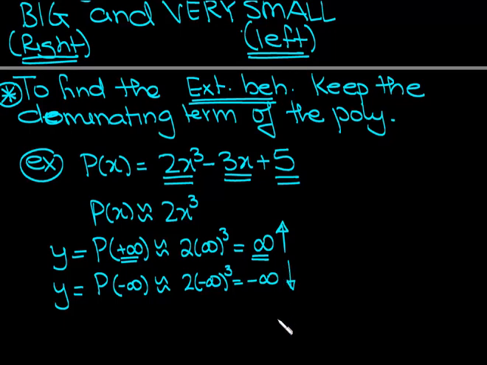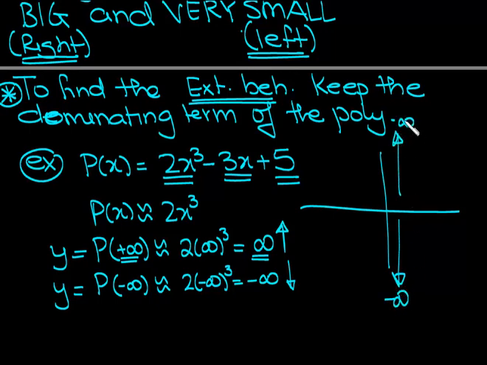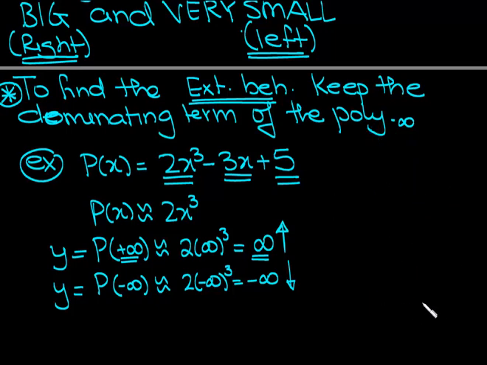That means the graph is going down, because when you look at the y-axis, this is when y goes to plus infinity. Y values are getting bigger this way, smaller this way. So we know the direction of the graph. That's what extreme behavior does. It basically captures the direction of the graph when x gets really big and really small. So it's important that we capture that.